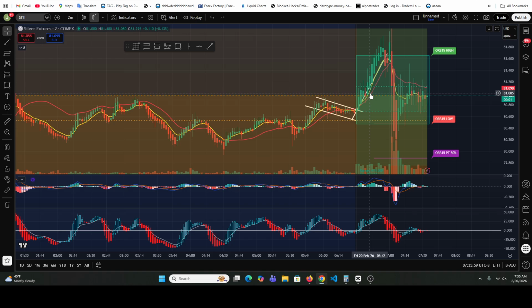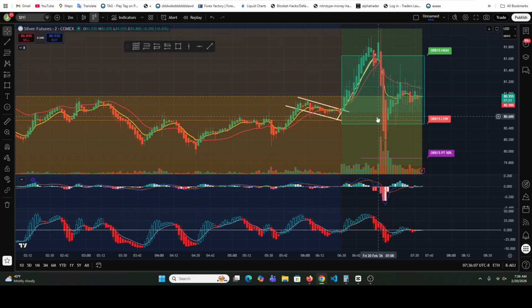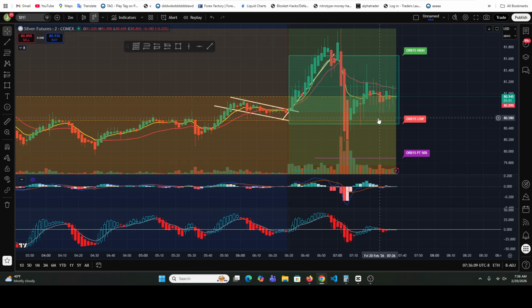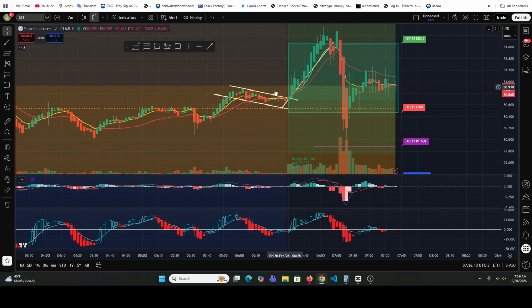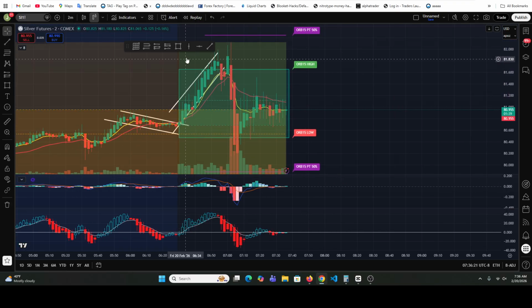So there's one example. And sometimes you'll get extra confluence with having the ORB on, not so much with silver, but we'll go look at a few different markets and we'll look at some examples of how the ORB can be an extra confluence. Okay, so now we could say that this is our next flag, and where does our pull go, right?